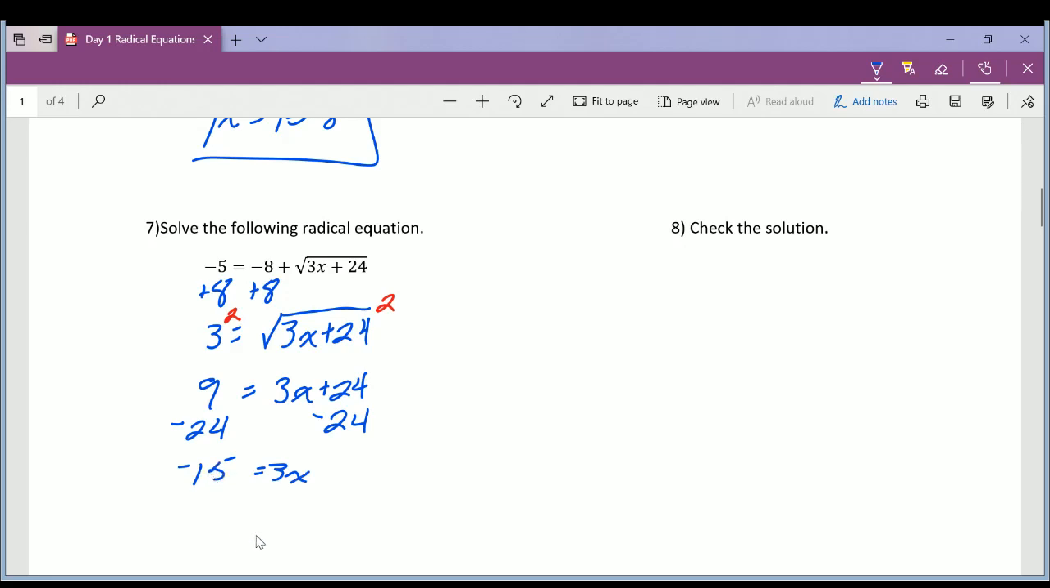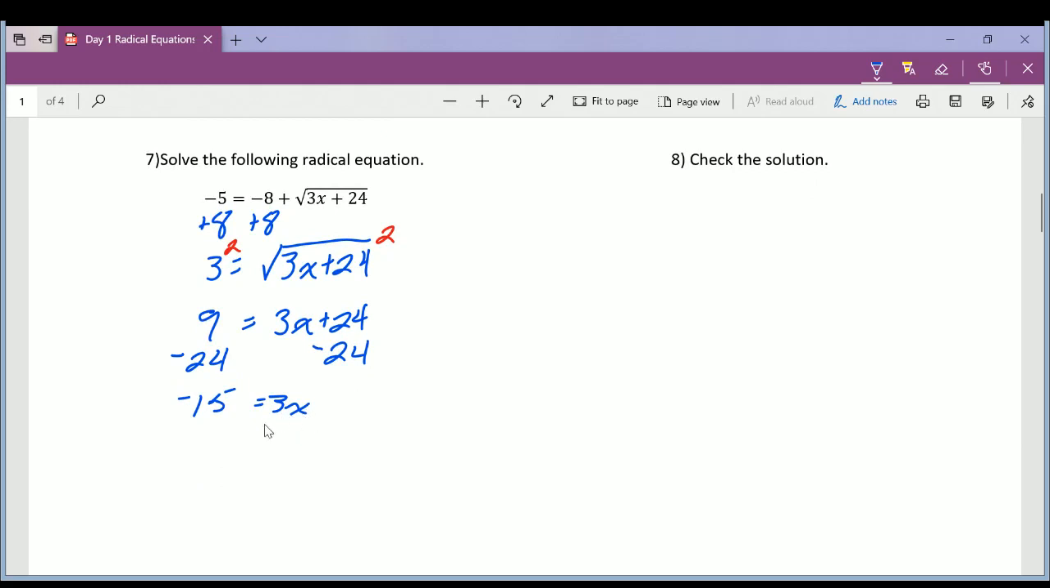Equal to 3x, and then divide by 3. So we're looking at negative 5. I believe that's the answer, but again, part of the theme here is we want to check to see if there are any extraneous solutions.